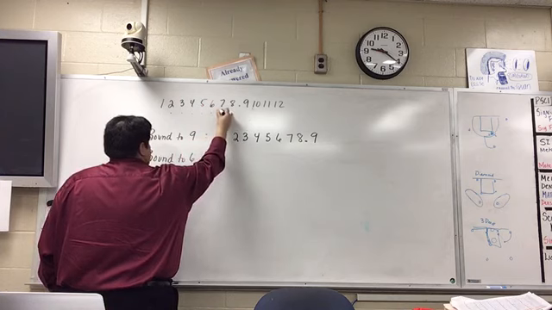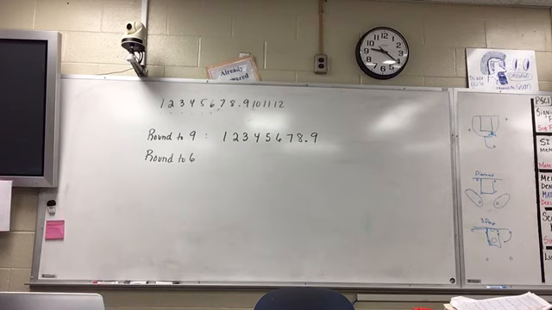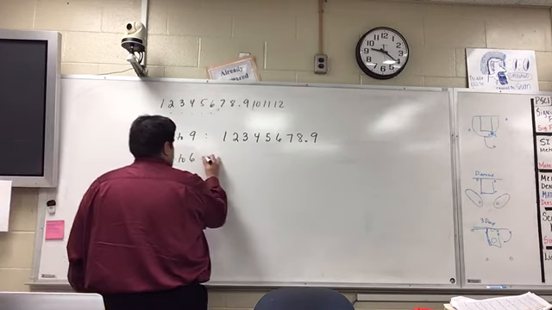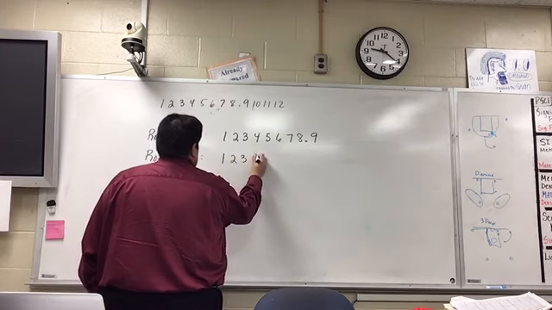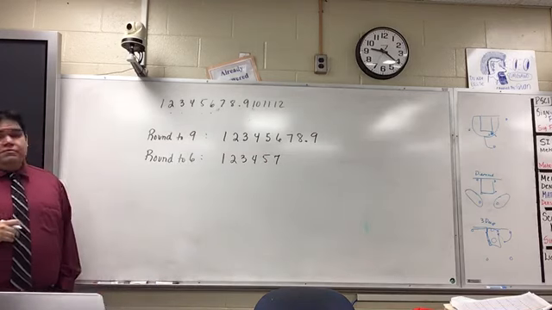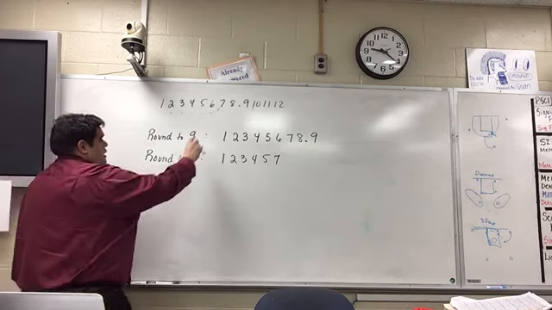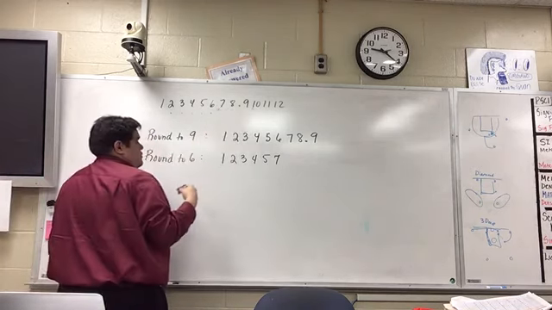Then I have to look at the neighbor. Who's the neighbor? 7. What happens to my 6? It's going to round up to a 7. So here's what my answer would be. But if you stop there, you're going to be wrong. Because now, am I using the 7 and the 8 in my answer?